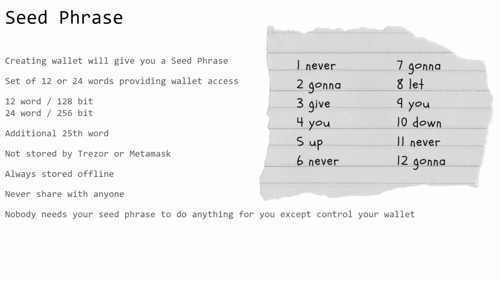You should always store your seed phrase offline and never share it with anybody, and nobody needs to know your seed phrase to assist you with anything except accessing your wallet. And Ledger and MetaMask or other wallets don't store your seed phrase, so unlike in Web2, where if you lost your password, you could get in touch with a company and they provide you a link to change it. In Web3, it's not stored, so you need to make sure that you store it yourself securely.